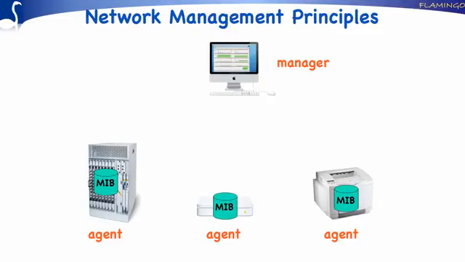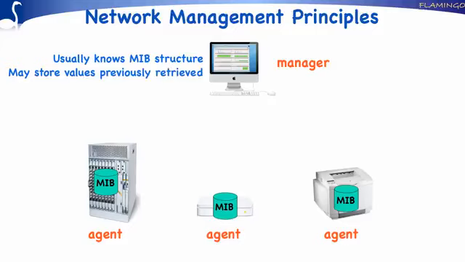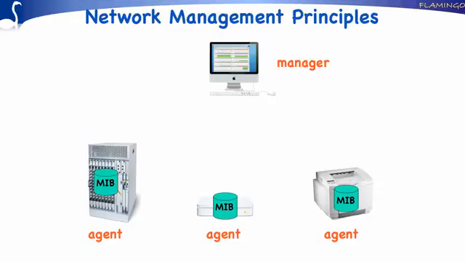The manager usually knows the MIB structure of the various agents, thus which management information is maintained by each agent. In addition, managers usually store previously retrieved management information to detect, for example, anomalies or to plot a router's outgoing traffic as function of time. Depending on the management framework being used, MIB information may take different forms. Let's now focus on the SNMP framework.